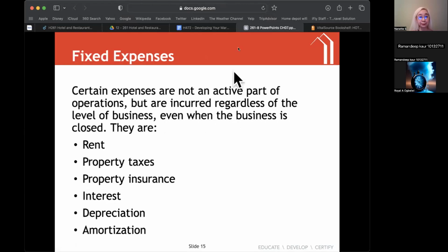With fixed expenses, it doesn't matter if you're busy or not busy, you still need to pay for it constantly. So your rent will not increase or decrease every month. So it's fixed. So if you have to pay 5,000 every month, whether you're busy or not, whether you have 10 employees or 5 employees, you still need to pay for your rent. You still need to pay for your taxes. So all these are considered fixed expenses.